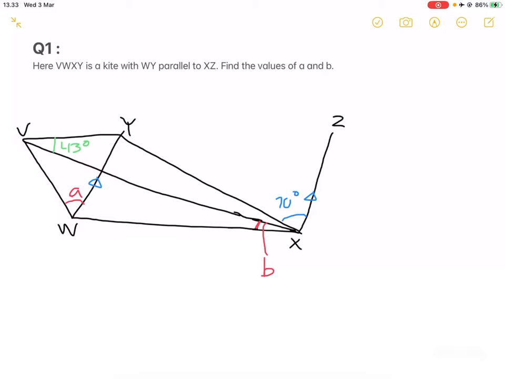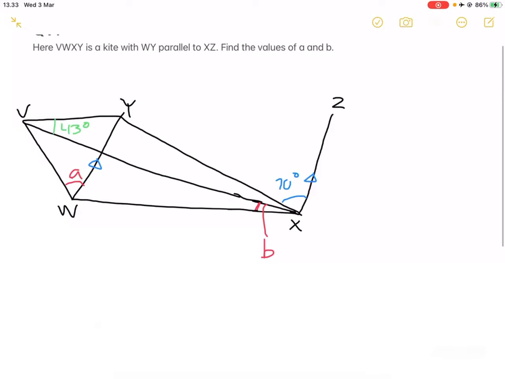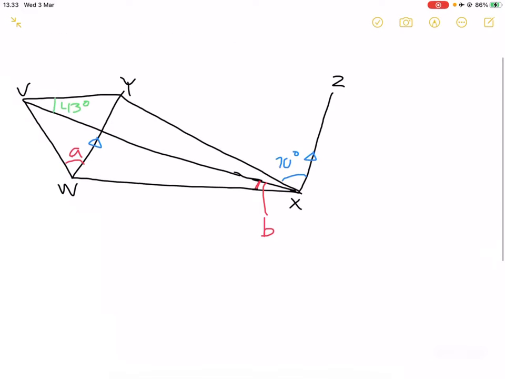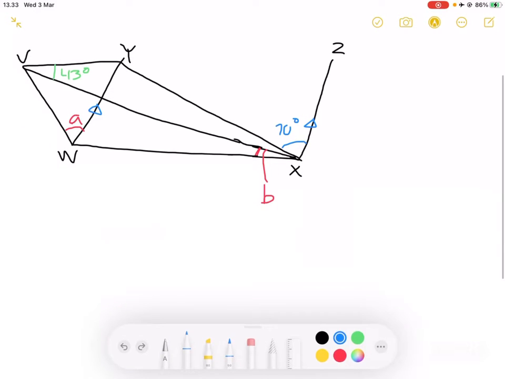So here, VWXY is a kite with WY parallel to XZ, and then we need to find the values of A and B as shown here. So angle A is angle VWY, and angle B is WXV. So this involves the properties of a kite, especially for its diagonals.